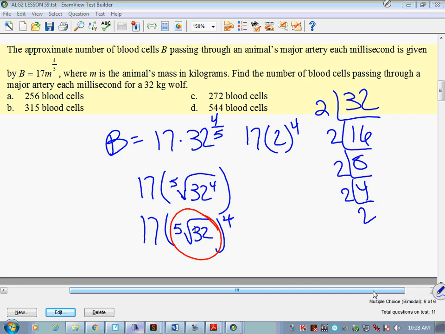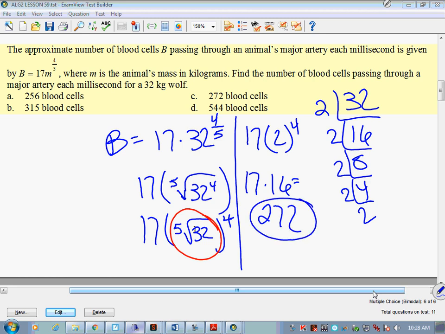Did we get that much? Okay, now I've got 17 times 2 to the 4th. Well, what is 2 to the 4th? 16. So I'm getting 17 times 16, which is 272. Okay, so 272 blood cells is our answer.